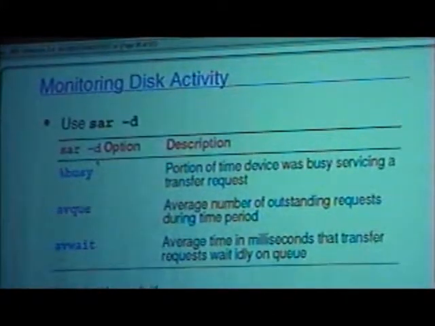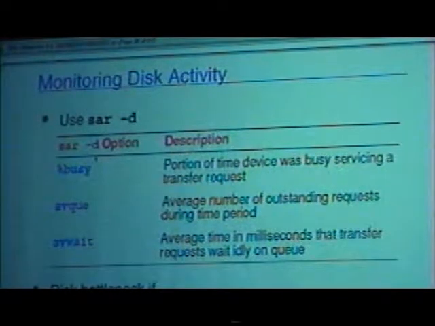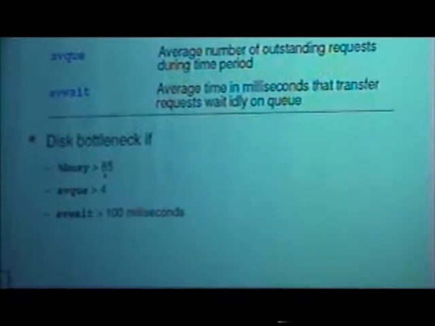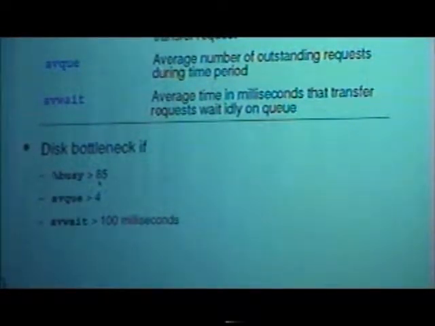So anyways, just going on with sar -d, we've got busy, we've got queue, we've got wait. They're saying here, if percent busy is greater than 85%, you probably have a problem. I like to see busy less than 20%. The second one says queue length greater than 4. I don't really care what the queue length is as long as I don't have to wait. But if my average wait time, they're saying 100 milliseconds, I prefer 40 milliseconds. That's the number that I would prefer. If my wait time is greater than 40 milliseconds, I'd like to do something about it.